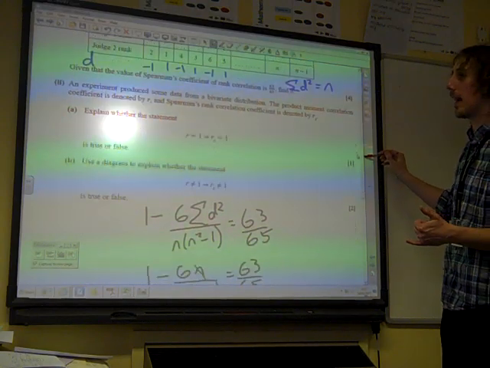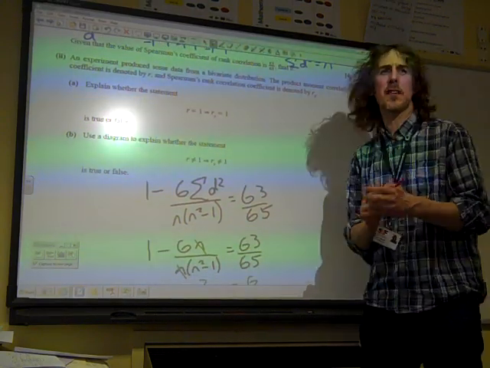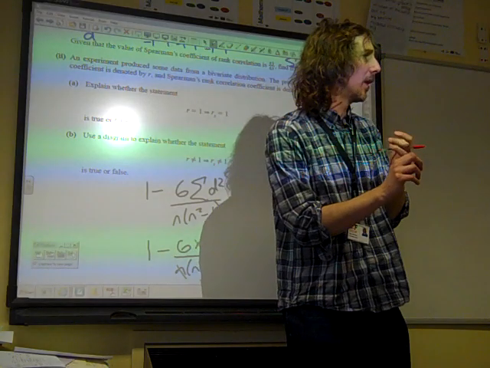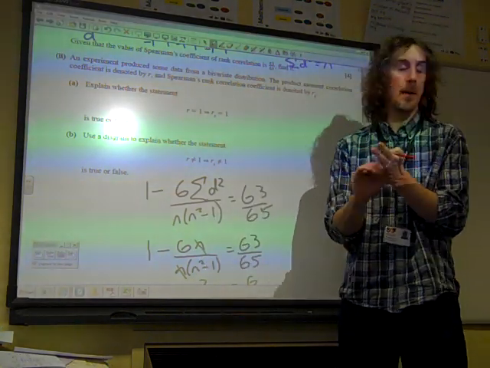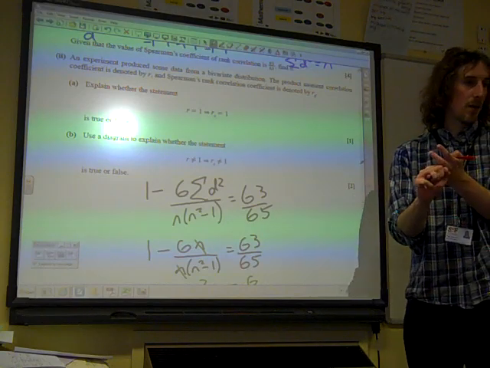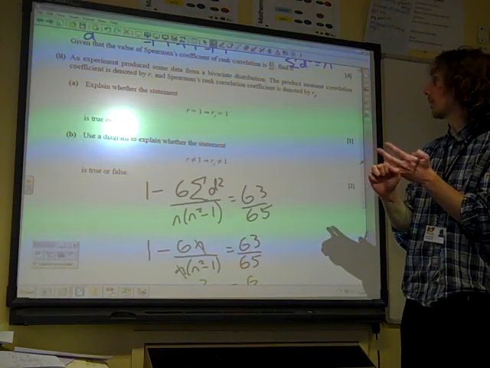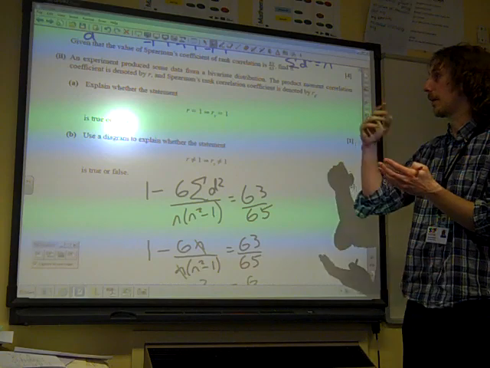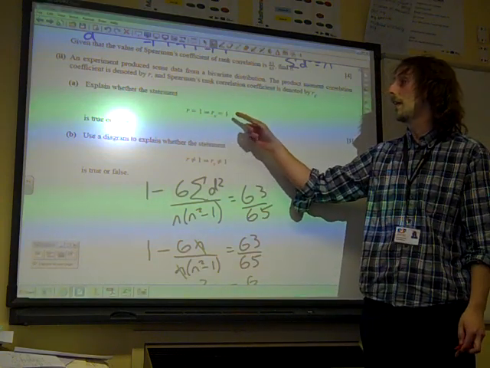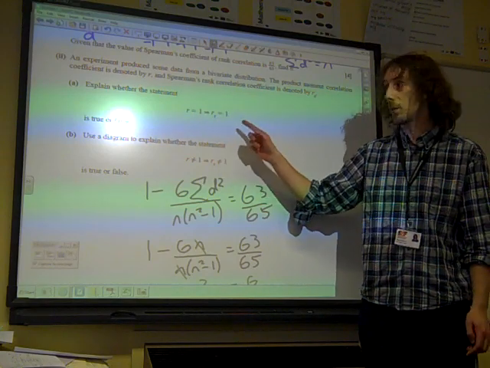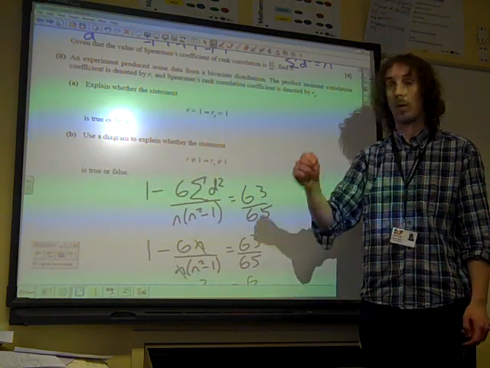The next bit says, now this is quite interesting because quite a few people didn't get all the marks that they should have done for this. An experiment produced some data from a bivariate distribution. The product moment correlation coefficient is r and Spearman's rank is rs. Explain why the statement r equals 1 implies that rs equals 1 is true or false.